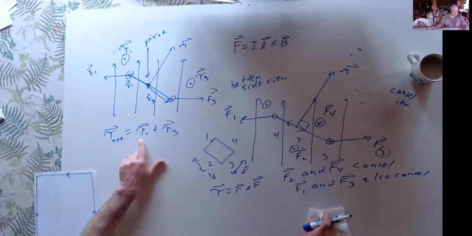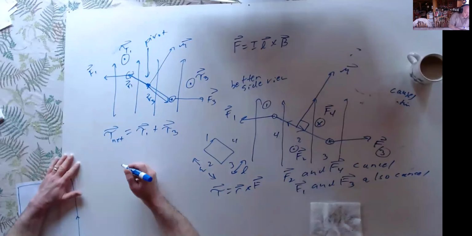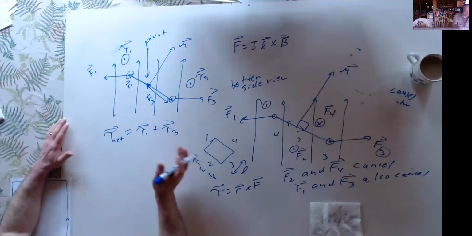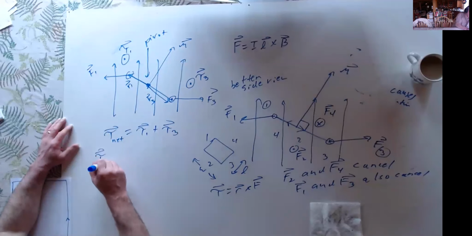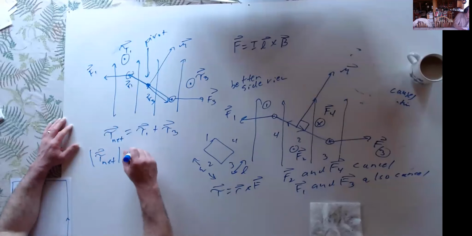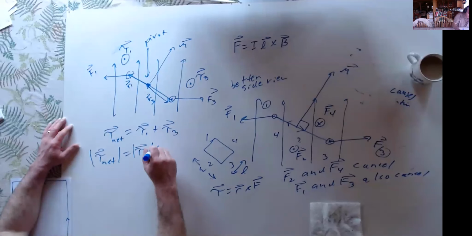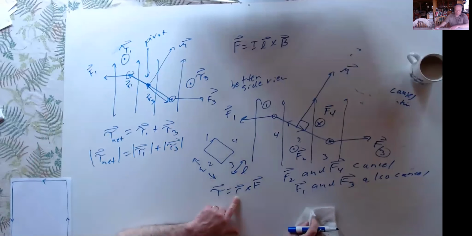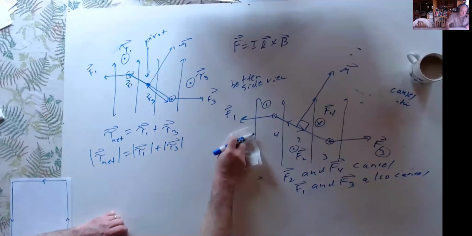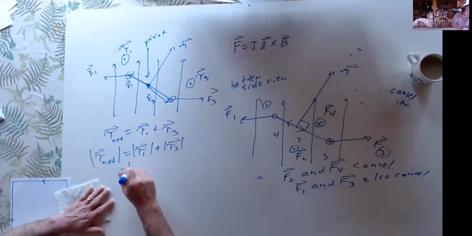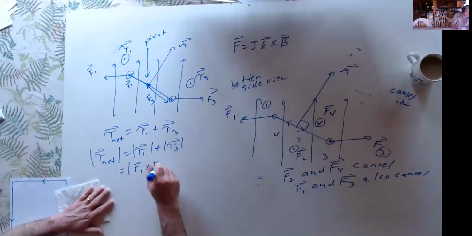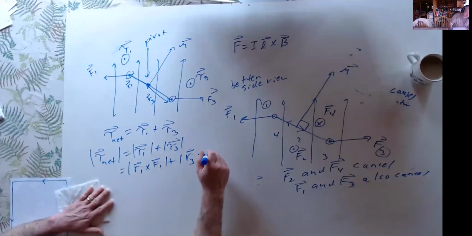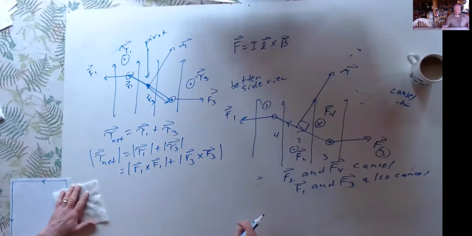So what it means here is I can actually just add their magnitudes. Since they're both out, they're both in the same direction, so I can just add their magnitude. So I can say the net torque is just going to be the torque from the first fellow plus the torque from the second fellow. So now let's apply the R cross F to this. So this is going to be the magnitude of R1 cross F1 plus the magnitude of R3 cross F3.